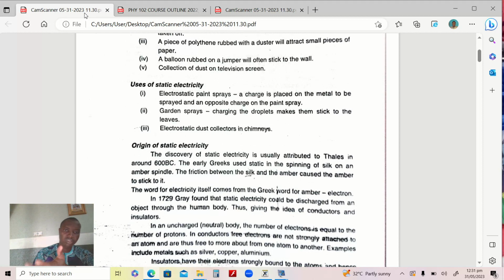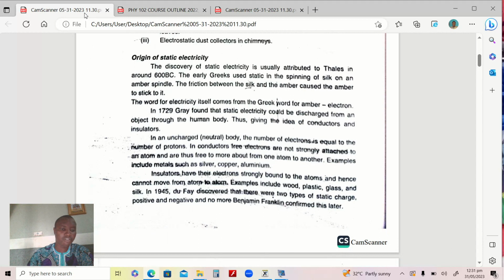What are the uses of static electricity? The first one is electric spray. Then the other one is garden spray, and the third one is electrostatic dust collectors in chimneys. So we have the origin of this static electricity. It started in 600 BC and it was discovered by the Greek philosophers.